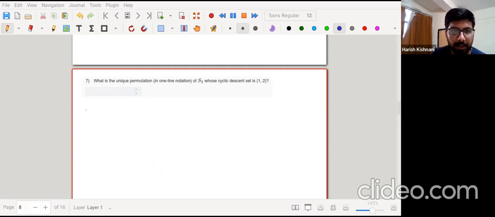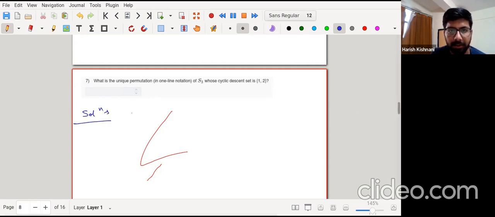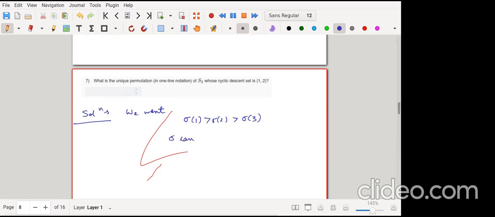So what does this condition give? We want {1, 2} as the set of cyclic descents. So sigma 1 has to be greater than sigma 2, and for 2 to be a cyclic descent, we want sigma 2 to be greater than sigma 3. Now you have three symbols and these relations. What is the obvious choice for sigma? 321. Yeah, 3, 2, 1. All of you agree?